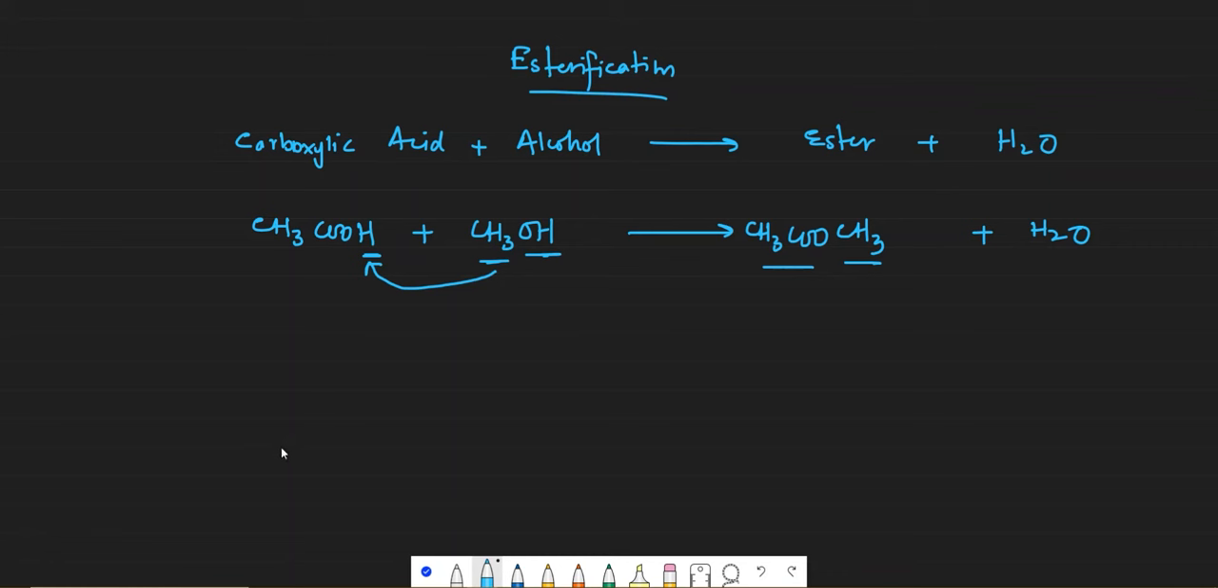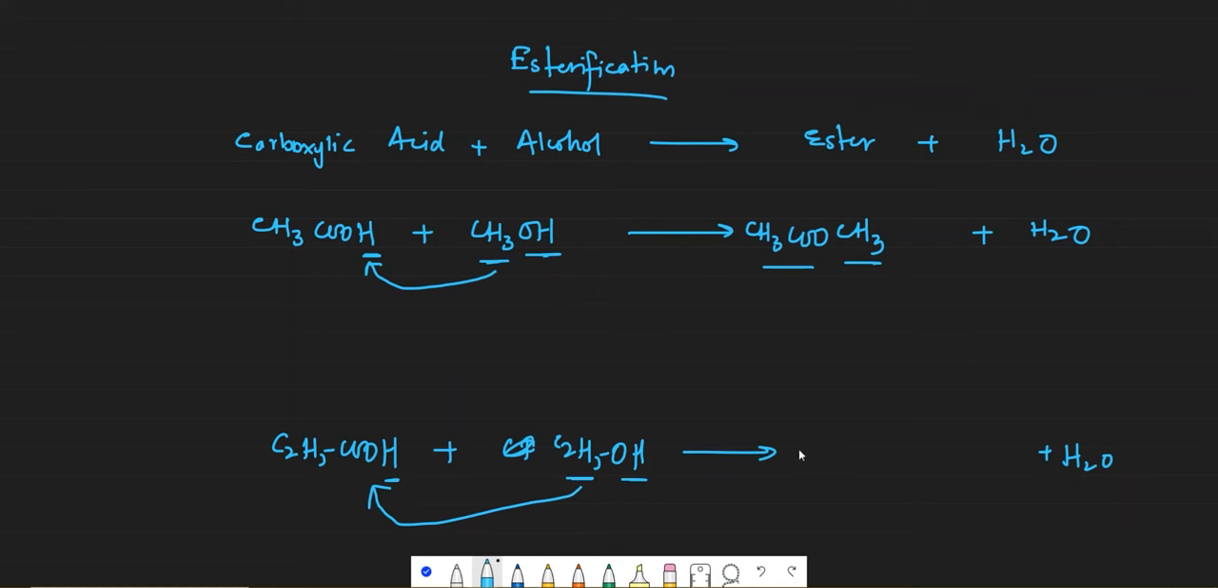Now let's take another acid. I'm taking another acid, C2H5COOH. That is propanoic acid. Reacting it with ethanol. Ethanol is C2H5OH. Again, H from carboxylic acid and OH from alcohol will react to form water, and the remaining alcohol part gets attached to the remaining acid part. So you'll have C2H5COOC2H5. The C2H5 will take the place of hydrogen here.